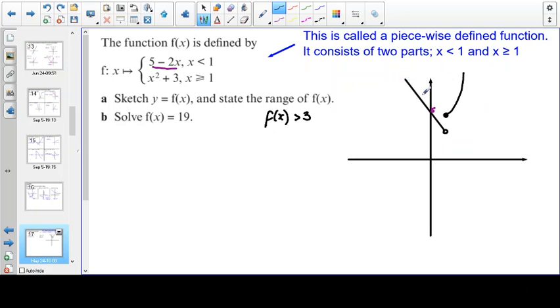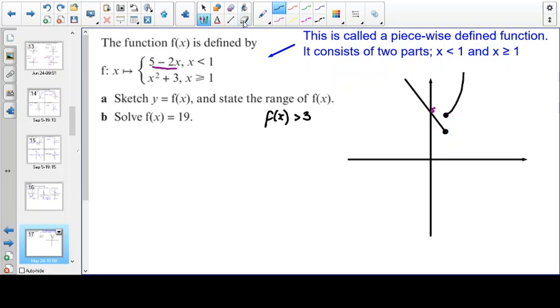Now, one thing to say, this is a valid function because there is one y value for each x value. If that was coloured in there, then that would no longer be a function due to the fact that there are two x values that give the same y value. It would no longer be valid due to the fact that there is an overlap.